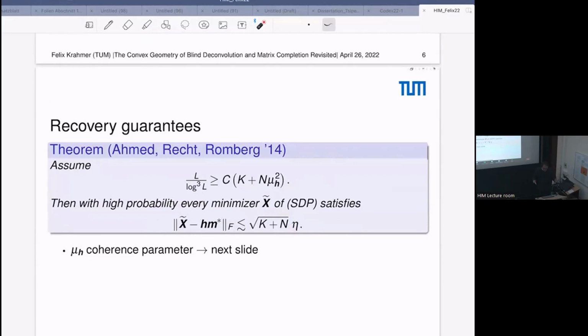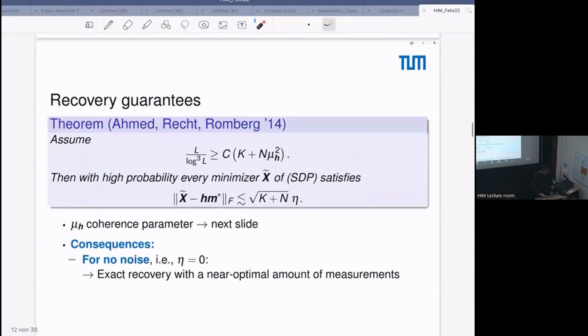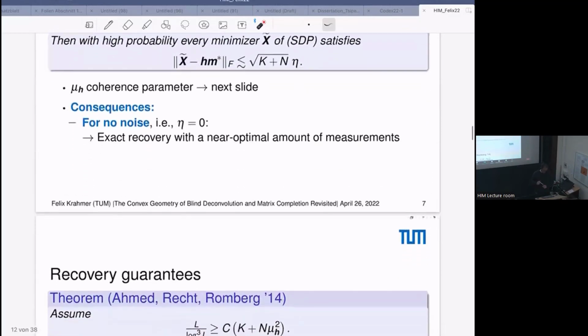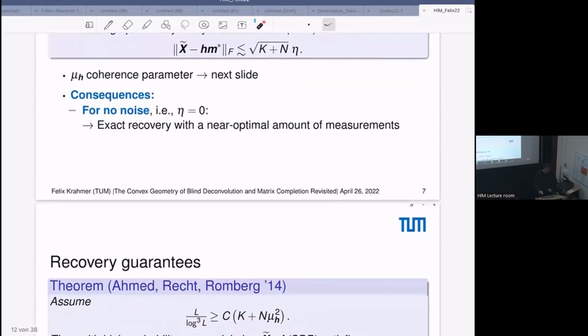So if the noise level is 0, that means the reconstruction error is 0. So you're getting an accurate reconstruction if you have no noise. The coherence parameter, I will say something about in a second. And this is already okay. What I already said: for no noise, we have exact recovery with a near optimal number of measurements.